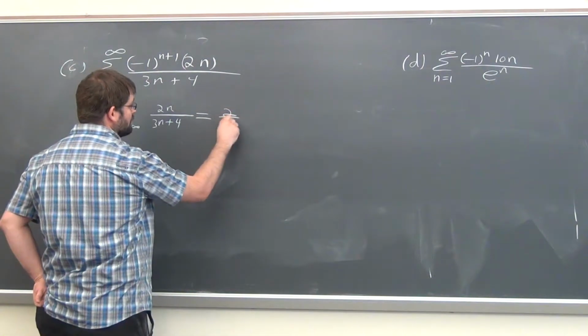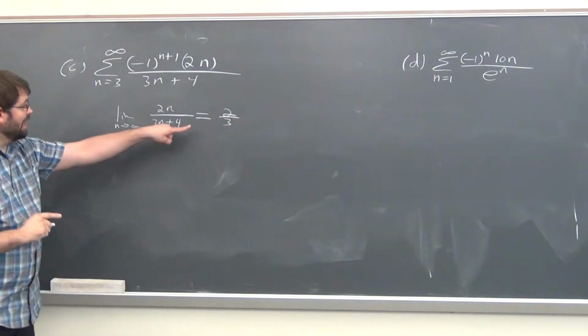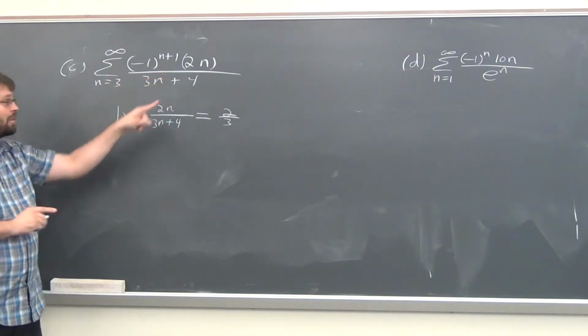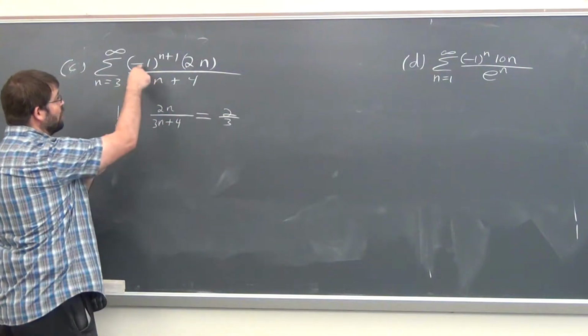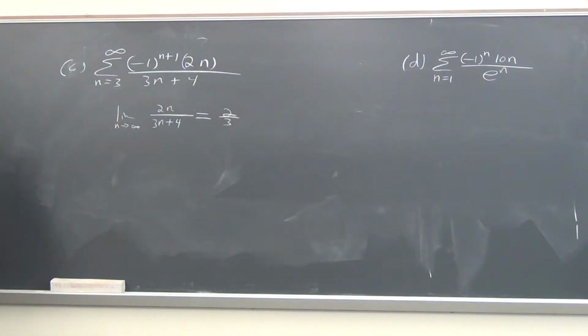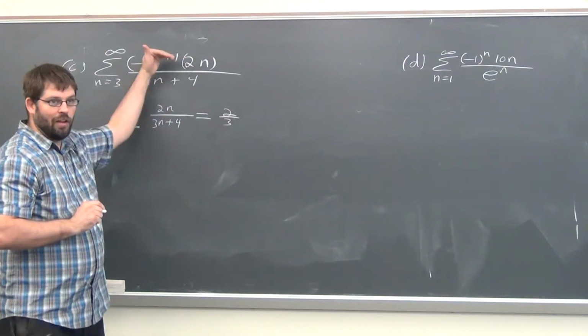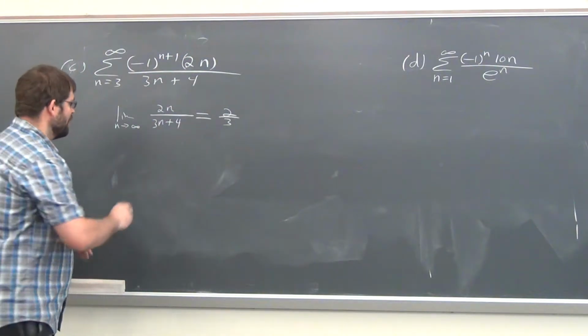Now, that's not the series I started with. I have this series. But if this goes to 2/3, what happens if I put a -1 to the n in front of it? It just flips between getting close to 2/3 and -2/3. And so there's no limit at all. Does that make sense? So if this isn't 0, then the alternating version of it can't be 0 either.